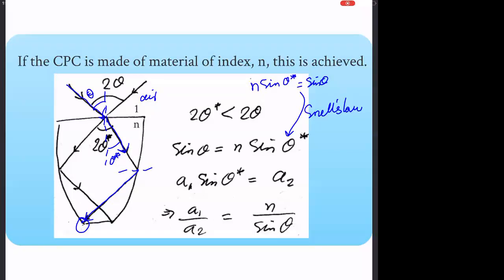I can now write down A sine theta star is A2, because we can do geometry, right? We did this inside this material. We know that A1 over A2 is 1 over sine theta star, just like we did before. So simply plugging these two equations in here, we will get A1 over A2 equals n over sine theta. So what we did invoking thermodynamics, you can also simply do with Snell's law and some simple geometry.